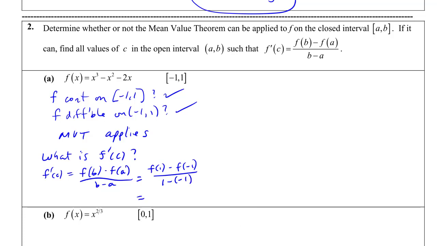And this is going to come out to be, so if I do f of 1, if you plug 1 into this polynomial, you should get minus 2. And if you plug negative 1 into this, you should get 0. So you're going to get negative 2 over 2. So you're going to get 1. So there's my guaranteed value of the derivative.